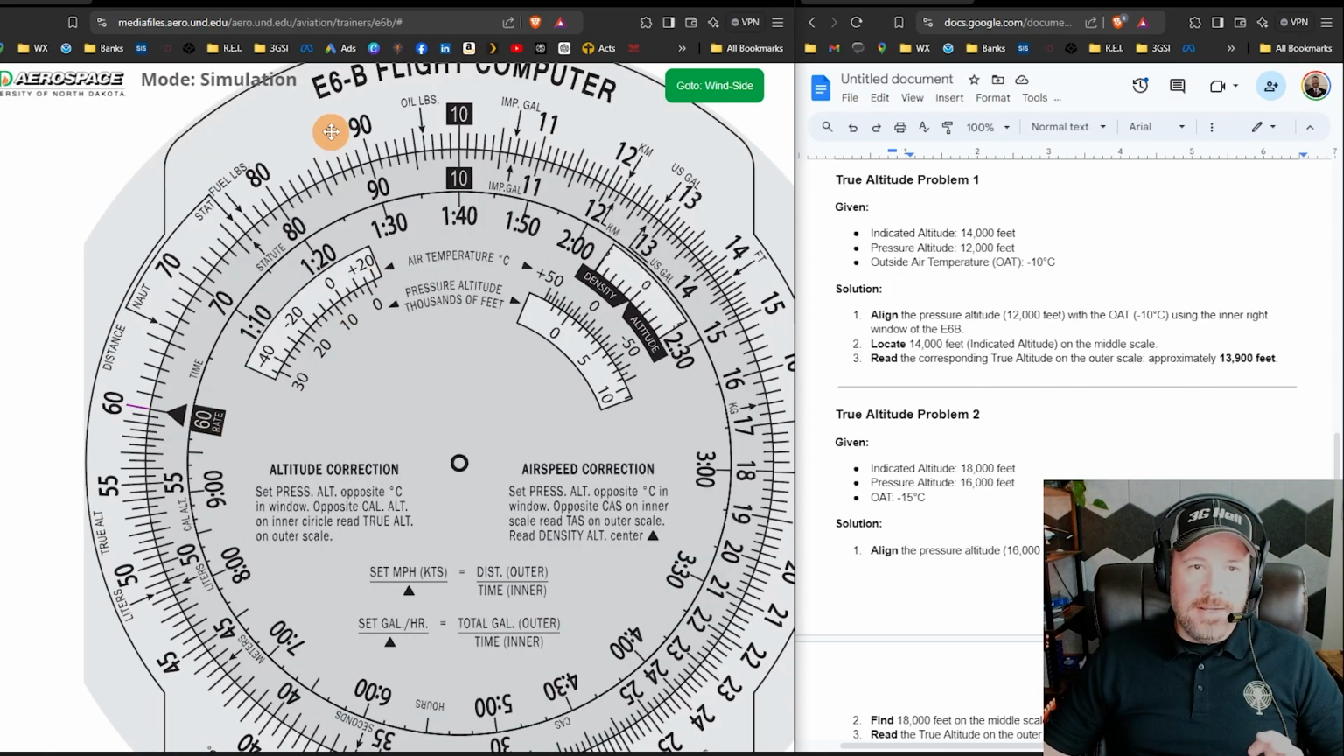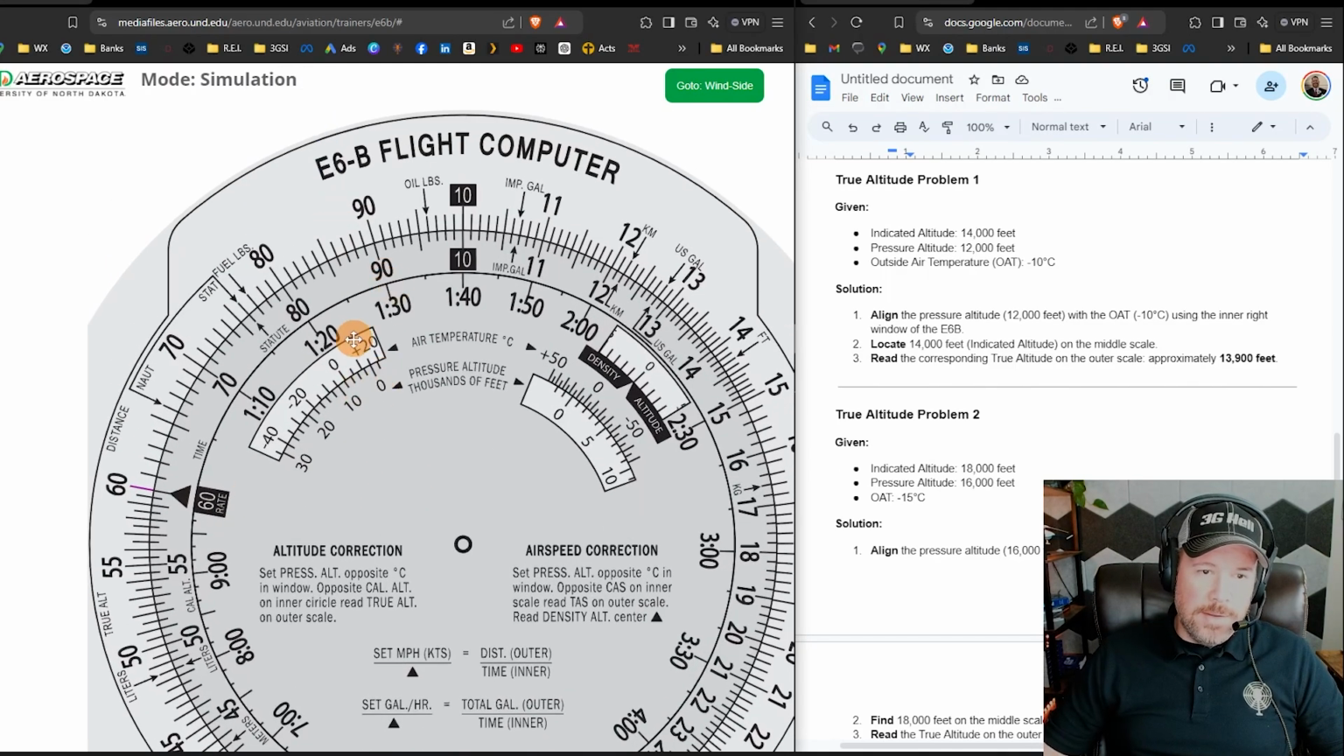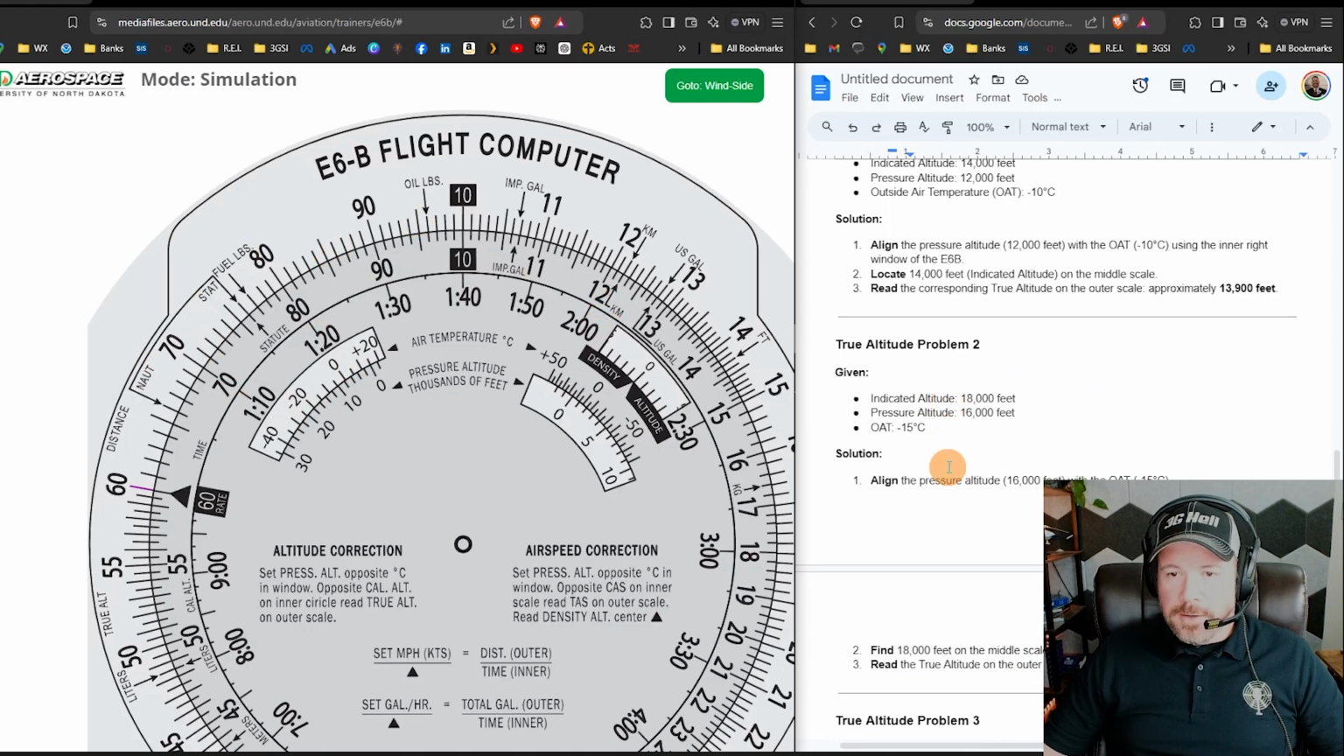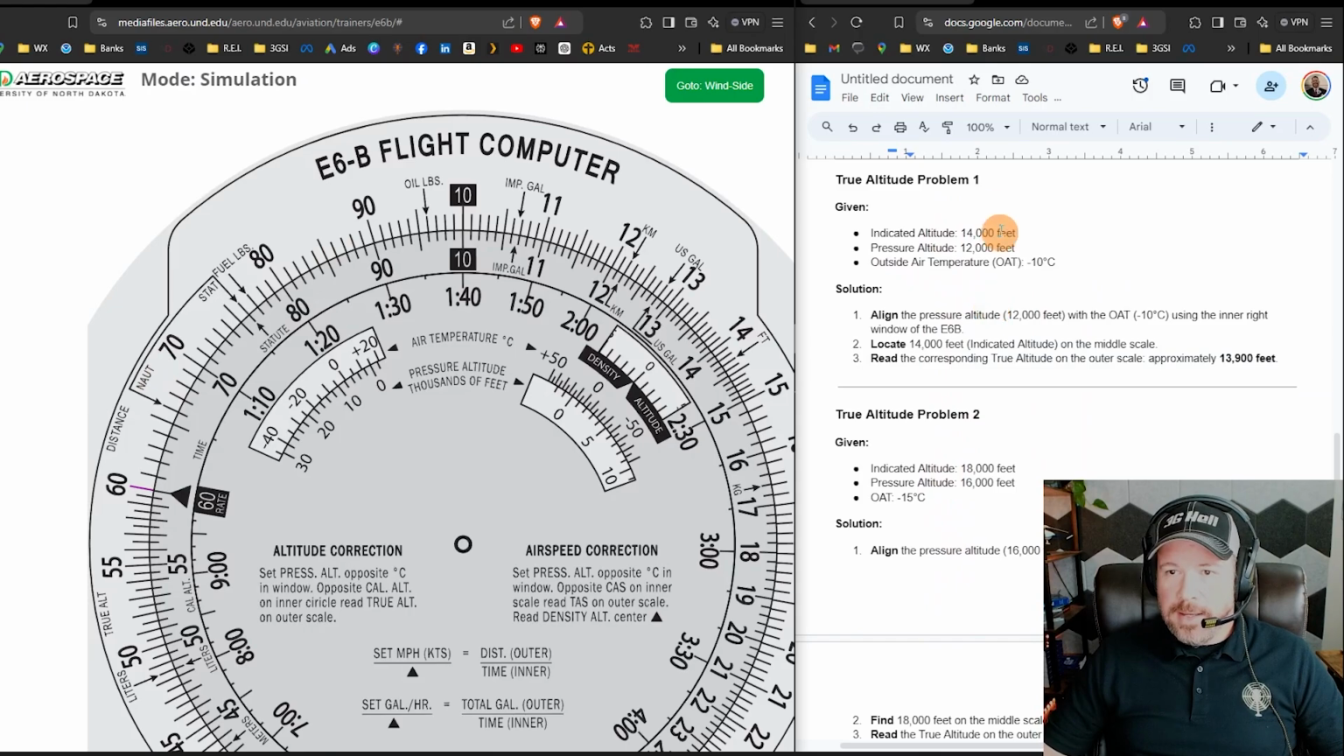And in the true altitude window over on this side, we're going to be working here with the pressure altitude and the temperature. And then we're going to be reading the inner scale and the outer scale. Okay, so the first one. Right now, all we're going to be worried about is the pressure altitude and the outside air temperature. So 12,000 feet and minus 10 degrees Celsius.